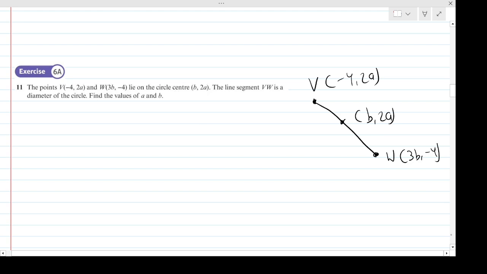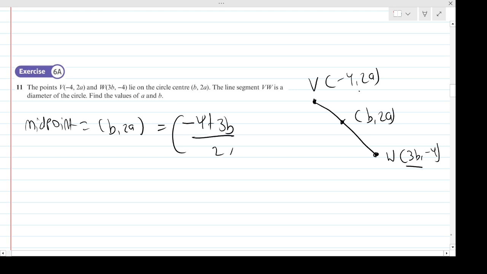So we have these missing values in our points, but we know the midpoint. So that means we can say that if the midpoint is given to be B, 2A, well, we can also work out an expression for the midpoint by taking the average of the 2 points, right? So firstly we can add the two x coordinates together at the ends. So V, which is -4, add W, which is 3B, over 2. Then we can add the y part, so 2A for V, and then -4 for W, and that'd be over 2 as well. So that's just using that formula.